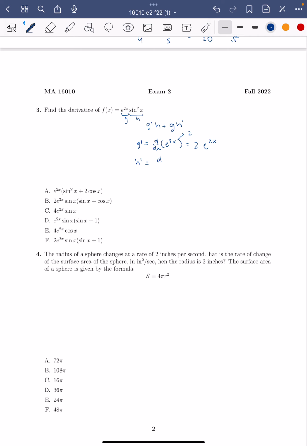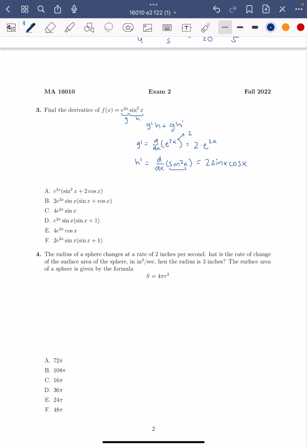So again, let's do it with h prime. H prime equals the derivative of sine squared x. So again, we use chain rule. We use power rule first, so we're going to move this 2 out to the front. So it'll give us 2 sine x, and then we need to find the derivative of sine, which is cosine x, giving us h prime equals 2 sine x cosine x.